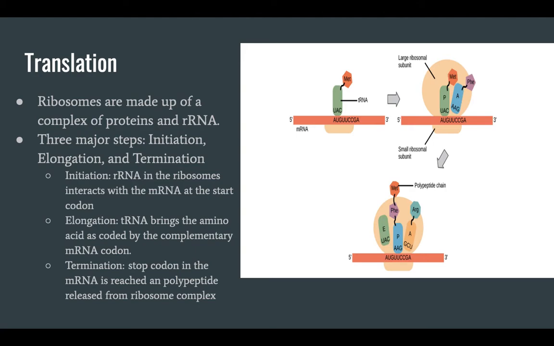Finally, termination. Termination is basically when the ribosome reaches the stop codon in the mRNA, and the mRNA is degraded, the ribosomal subunits dissociate, and the polypeptide chain is released. So those are essentially the three steps of translation.